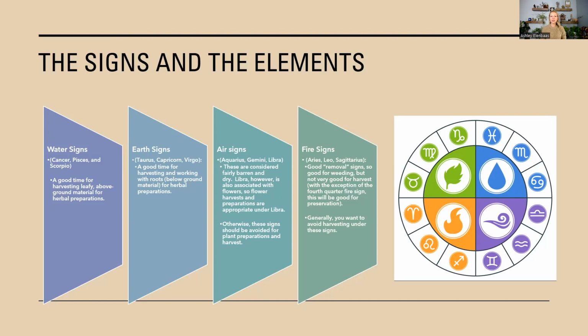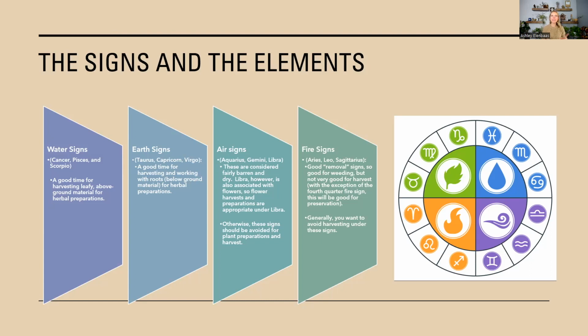Air signs are considered to be fairly barren and dry. However, Libra is associated with flowers. So harvesting flowers and making flower preparations can actually be very good to do when the moon is in the sign of Aquarius, Gemini, and Libra. Otherwise, these are not the ideal times for making plant preparations and harvesting.